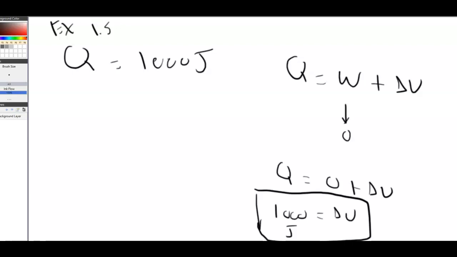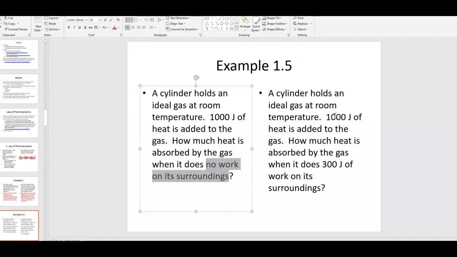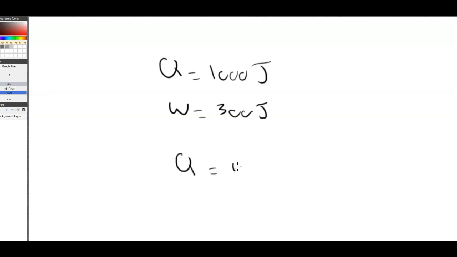Now, the second one, I'm just going to clear this for a second, so pause it here if you need to. The second one is the exact same question, except now it says 1,000 joules is added. How much heat is absorbed by the gas when it does 300 joules of work on its surroundings? So exact same question. Q is still 1,000 joules, but now it tells us that the work done on the surroundings is 300 joules. Remember, whatever is not done by work has to be absorbed by the gas.